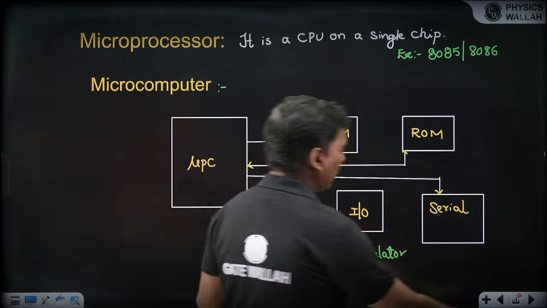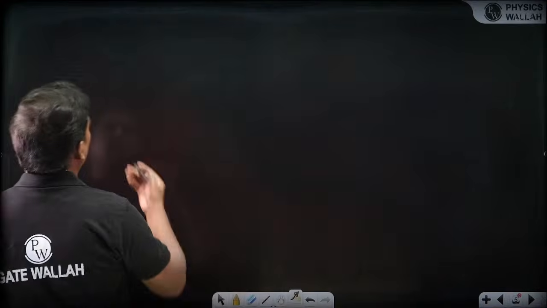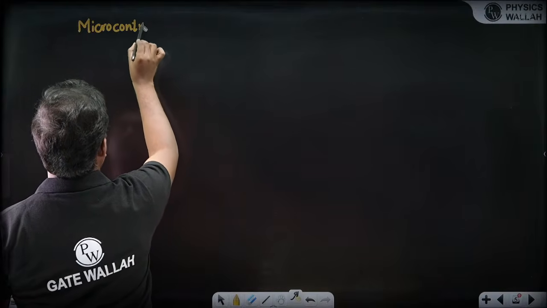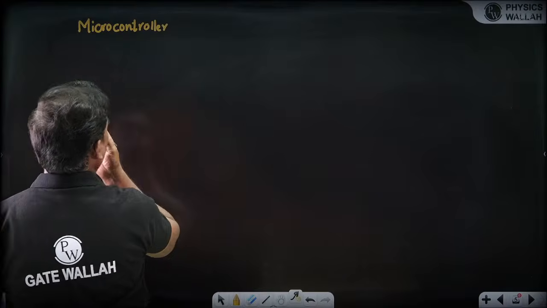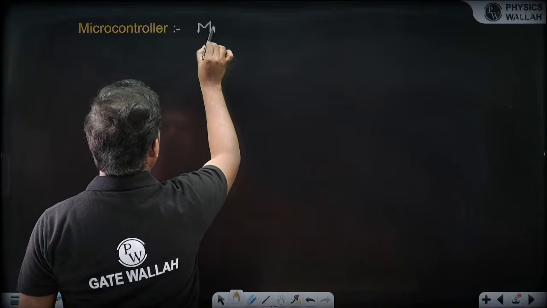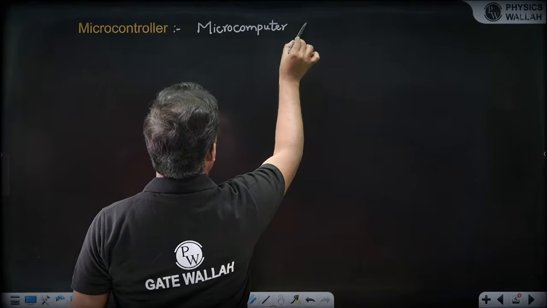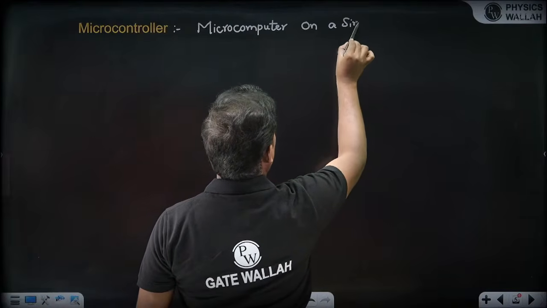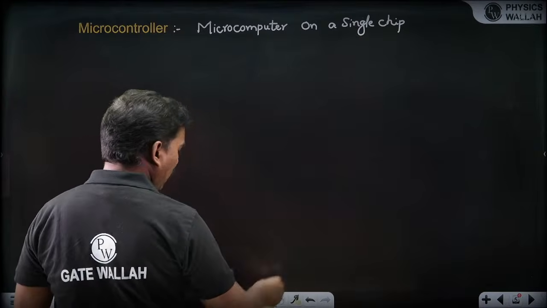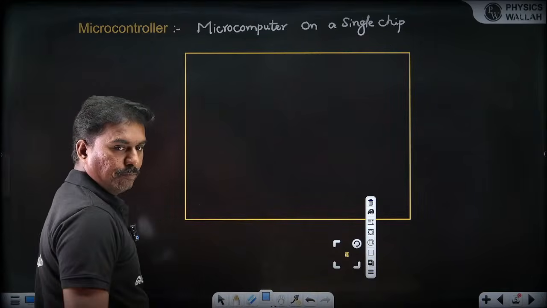सो नेक्स्ट कम्स द माइक्रोकंट्रोलर. सो व्हाट इज माइक्रोकंट्रोलर? माइक्रोकंट्रोलर को हम क्या बोल सकते हैं? सो माइक्रोकंट्रोलर इज डिफाइंड एज an entire microcomputer on a single chip. Microcomputer on a single chip. That means what? On one particular chip, the entire things are fabricated.